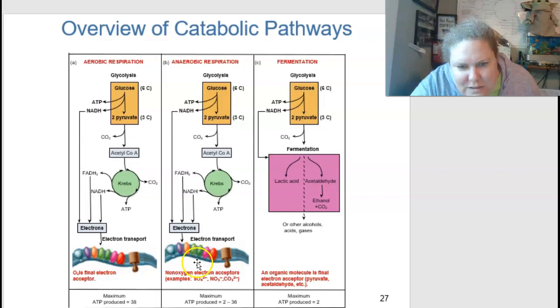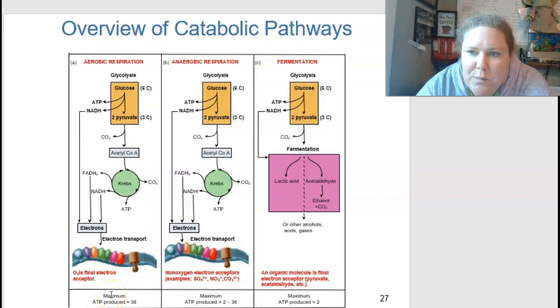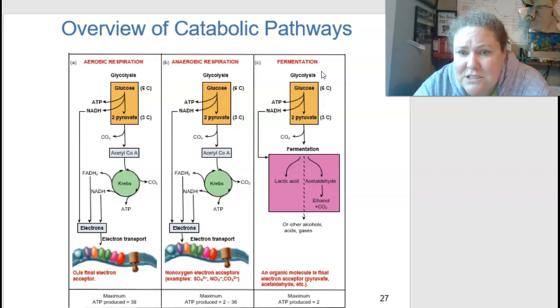So this would be SO4 2-, NO3 minus, or CO3 2-, okay? And so the maximum ATP that's going to be produced during aerobic respiration is 38, whereas in anaerobic respiration it is anywhere between 2 to 36. Fermentation is kind of like the last-ditch effort to stay alive, but this is like in heavy exercise, right?